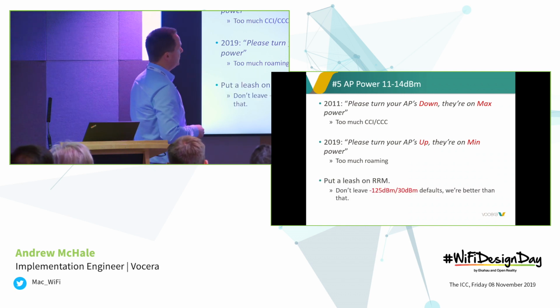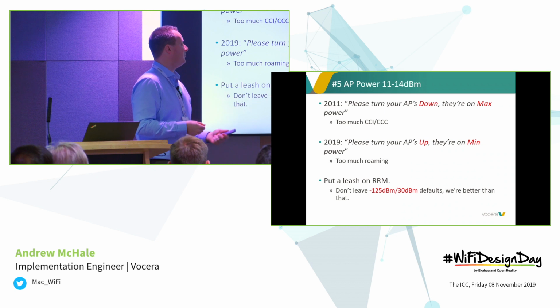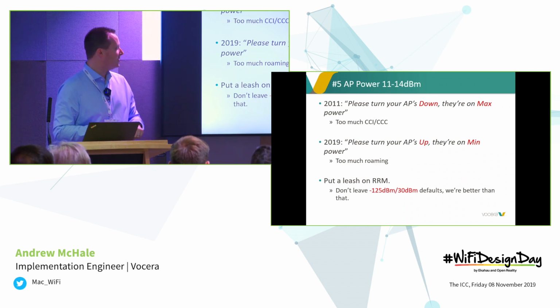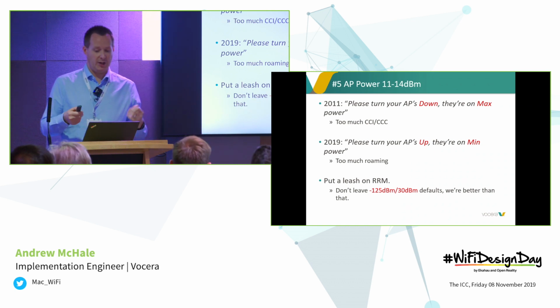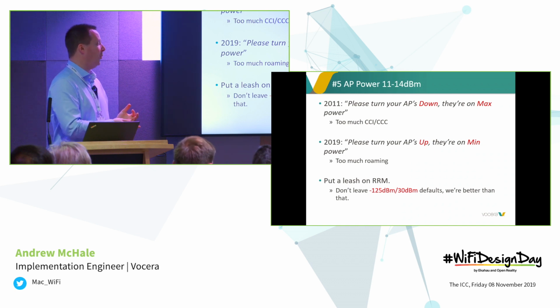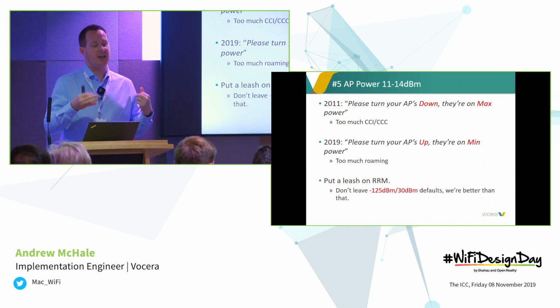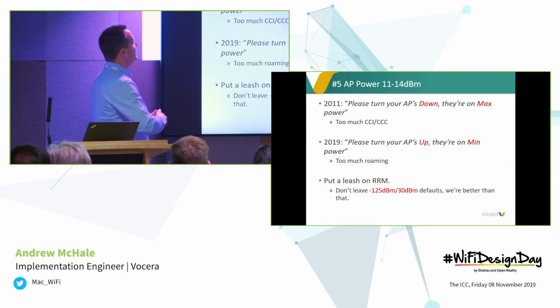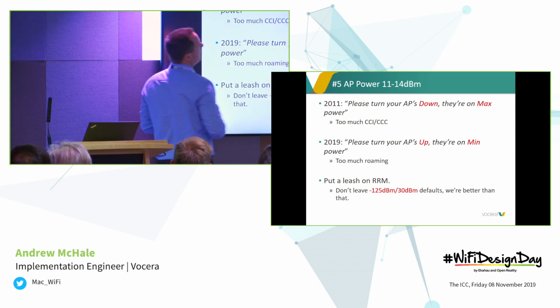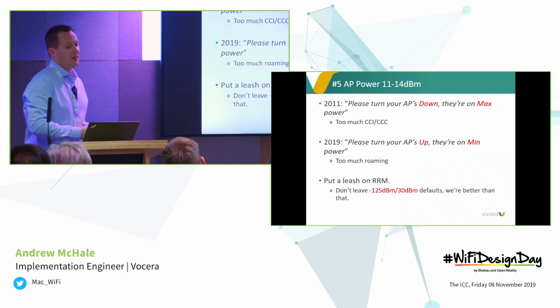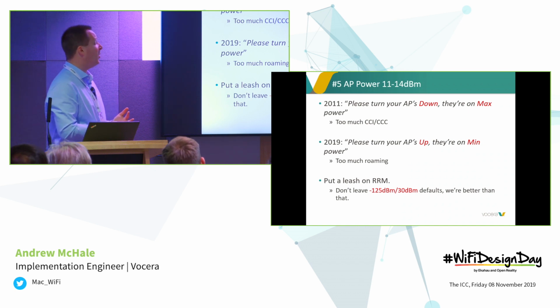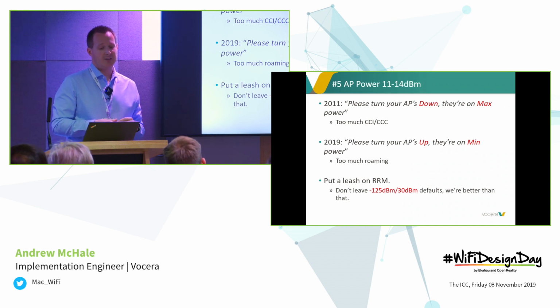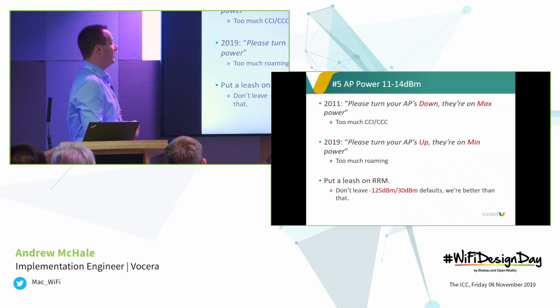Too often I go to customers' sites and I just see like minus 25 as the minimum and 30 dBm. RRM is a great tool and I'm an advocate for it, but we need to put a leash on it. We need to give it some boundaries to work in. So we recommend 11 to 14 dBm for voice. That's about where your client in the person's pocket is going to be able to transmit at, and that's going to give you a good amount of power.